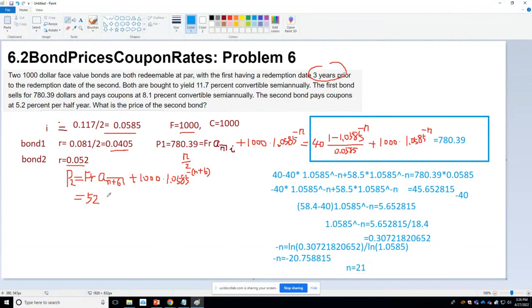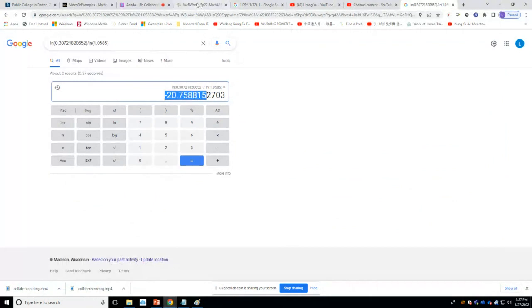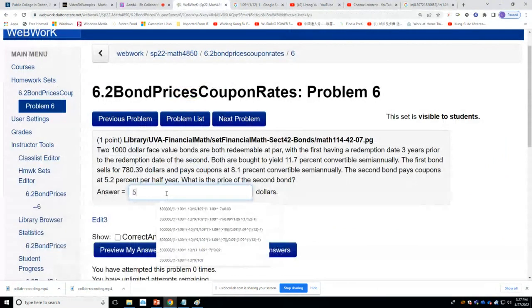So back to this calculation, we'll just calculate 52 times a 21 plus 6, 27 coupons, and then we have 1,000 times 1.0585 to the power of negative 27. So that's the price for the second bond. Is there any way to simplify this? I guess that's a longer way to do this calculation. Let's see the calculation to see if it's right.